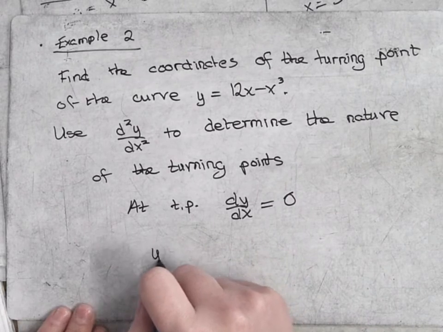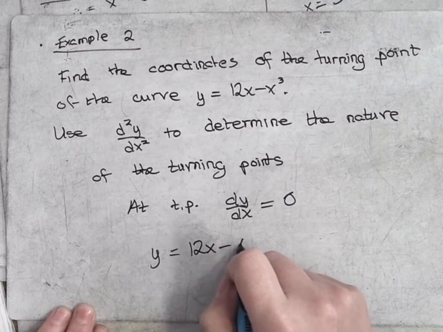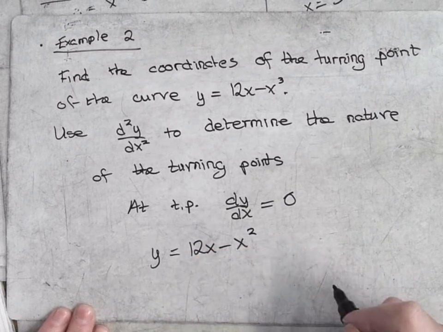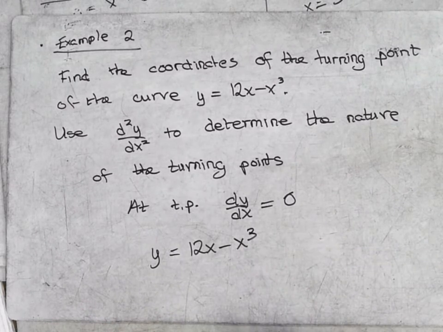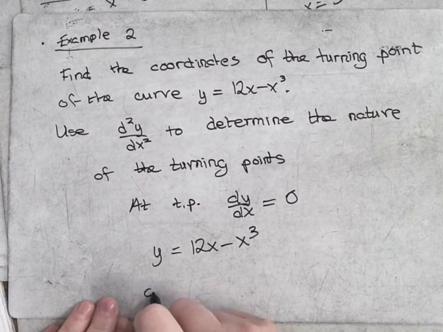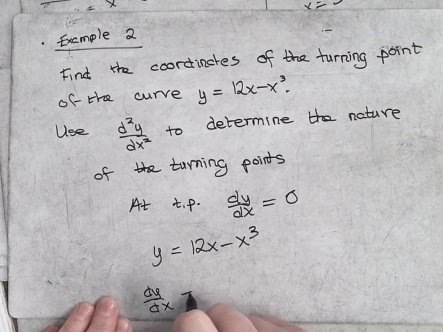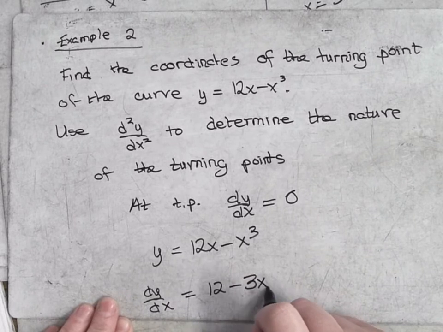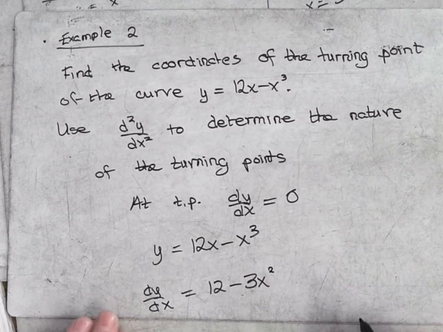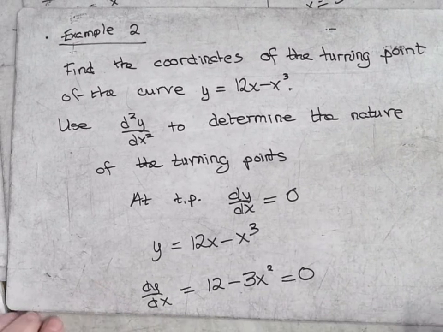Okay, so y is equal to 12x minus x squared. Oh, no, it's fine. 12x minus x cubed. Is that okay? Then we get dy dx. So what would dy dx be? 12 minus 3x squared. Isn't that right? So that's dy dx, and I'm going to let that equal to 0, and I'm going to solve it.